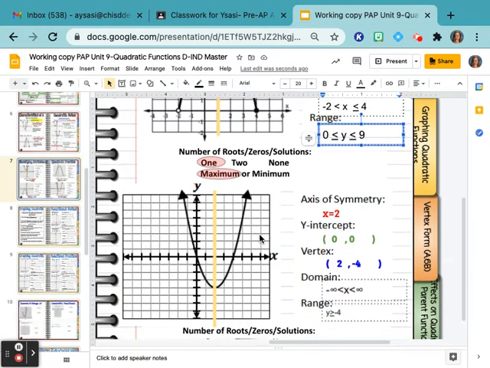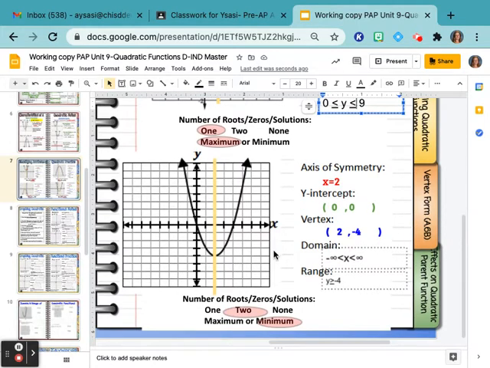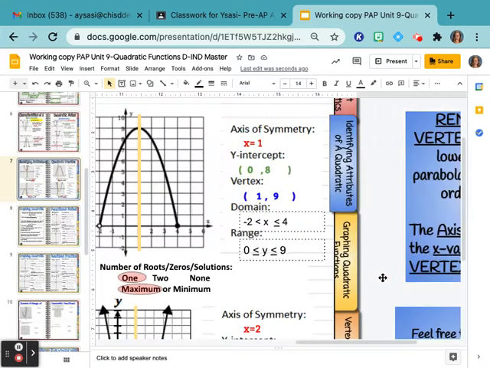Okay, let's look at our last one. Axis of symmetry is at x equals 2. The y-intercept is 0, 0. And the vertex is at 2, -4. Then our domain, because of the arrows, goes on and on forever. So -infinity to +infinity. So -infinity is less than x is less than infinity. And then our range, our lowest y value is -4, and it is greater than or equal to -4. So y is greater than or equal to -4.